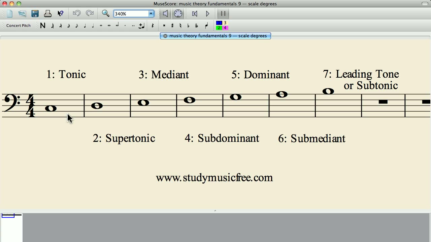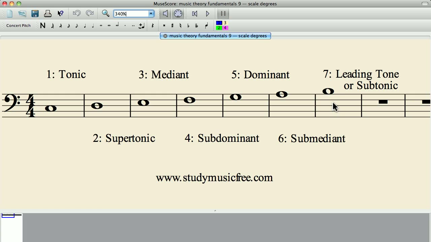The harmonies that are built upon these scale degrees are functionally the most important. Not that these other scale degrees don't get included, but the harmony that's based upon the tonic, dominant, subdominant, and leading tone tend to be the most important and emphasized harmonies in tonal music.